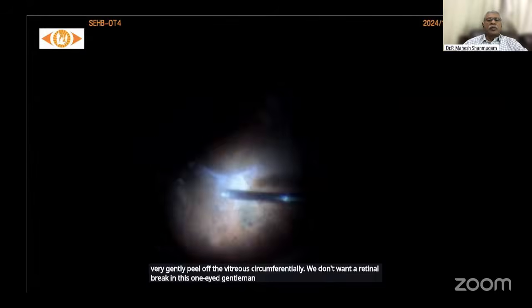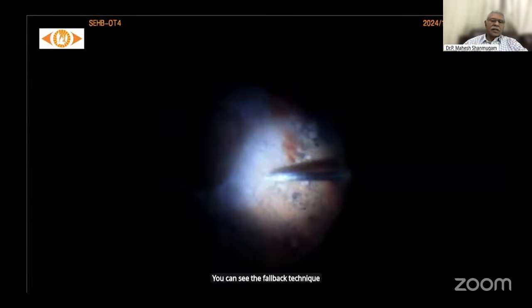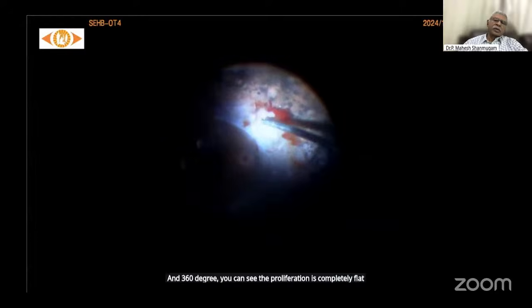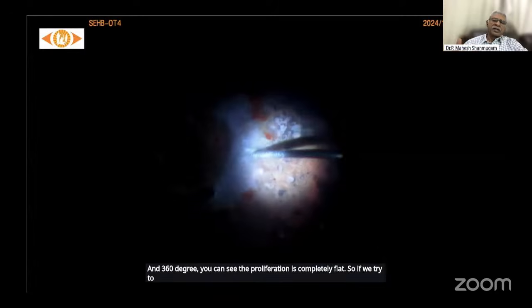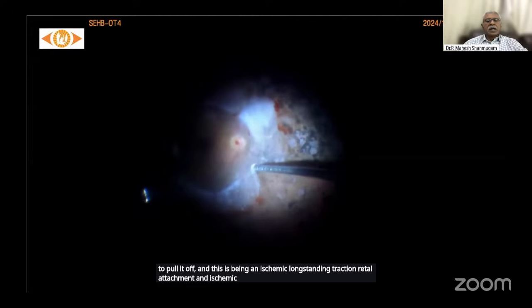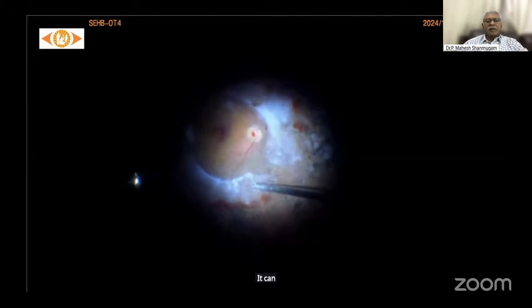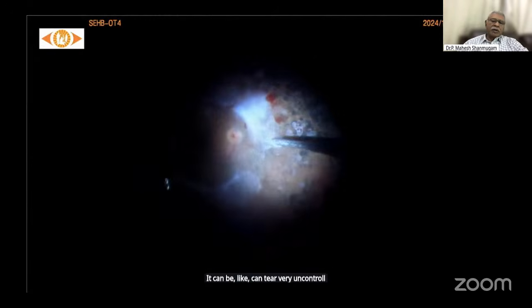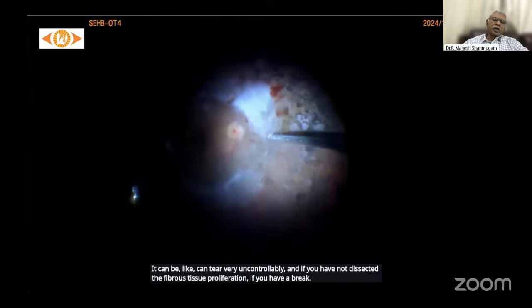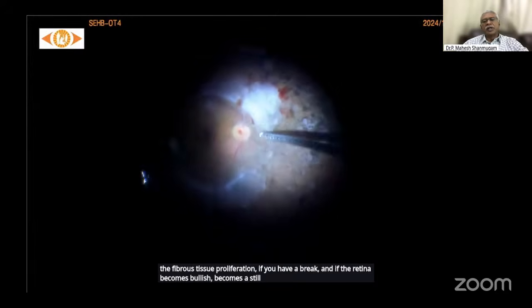So you can see the fold back technique. And 360 degrees, you can see the proliferation is completely flat. So if we try to pull it off, this being an ischemic, long-standing traction retinal detachment in ischemic retina, it can tear very uncontrollably. And if you have not dissected the fibrous tissue proliferation, and if you have a break, and if the retina becomes bullous, it becomes extremely difficult to manage these patients.